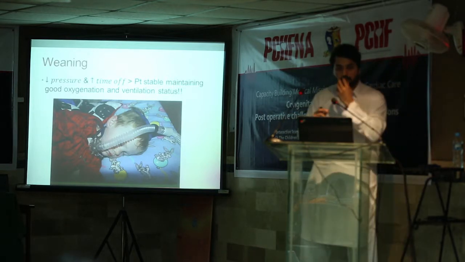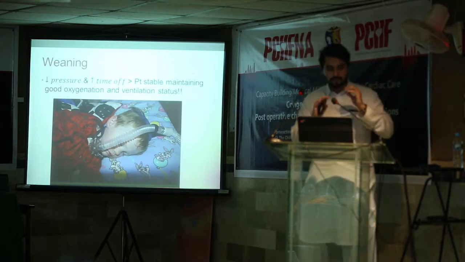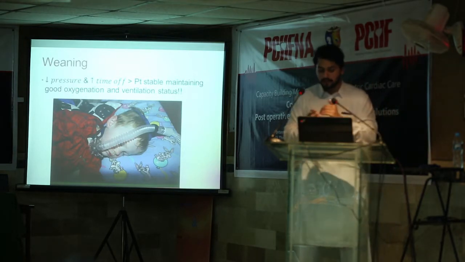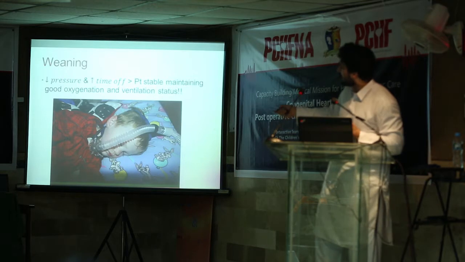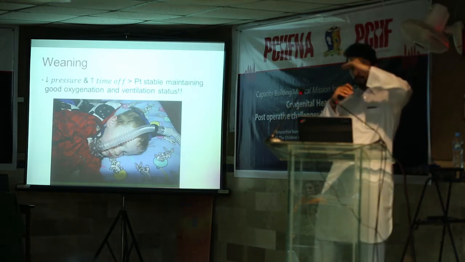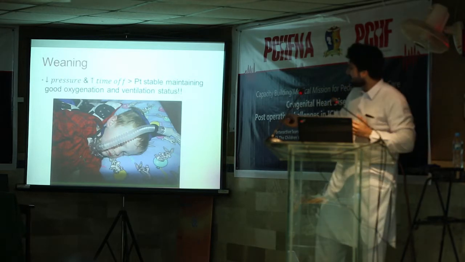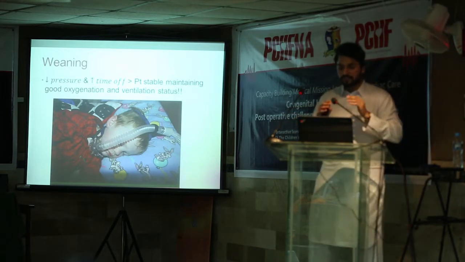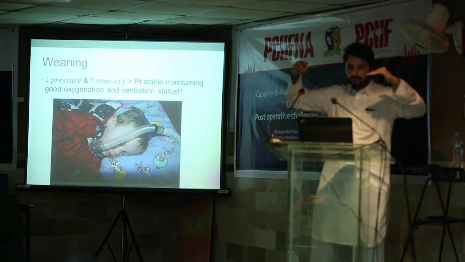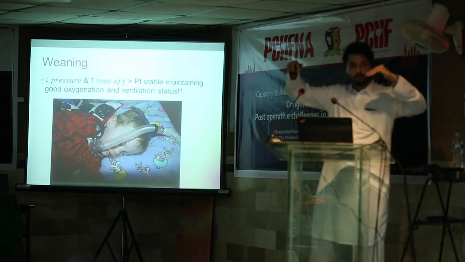What do I mean by time off? Time off the machine. Usually, for example, we put 2 hours on the NIV and 2 hours off the NIV. Slowly we will decrease the pressures. For example, if my pressures are 14 over 6, I will make it 12 over 6, then 10 over 6. And I also adjust the off time. For example, it was 2 hours on, 2 hours off. Then I make it 3 hours off, 2 hours on. Then 4 hours off, 2 hours on.